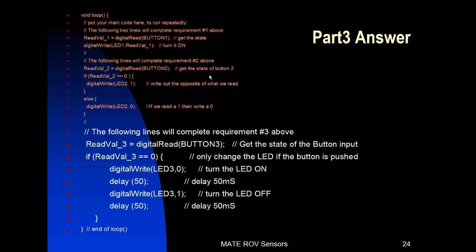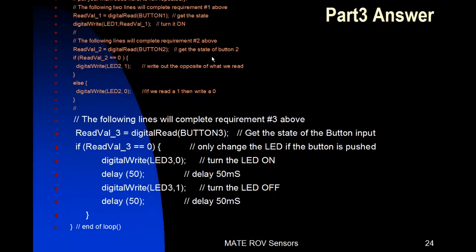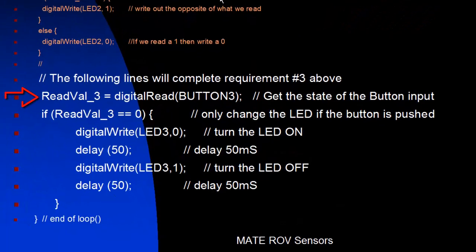I've got the original code that we have for requirements 1 and 2 up there in orange and kind of made small. Here's the new code. So I'm going to read button 3 with a digital read command and save its value in read val 3. And then I'm going to test read val 3 for it to be equal to 0. If it's equal to 0, it means the button is pushed.